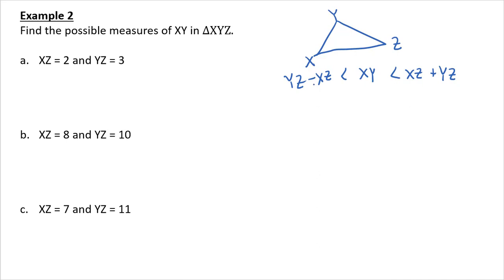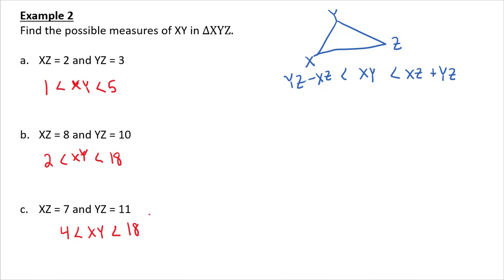Okay, you never want a negative number here, but you're looking for a range. So you take the numbers and you subtract them. So 3 minus 2 is 1. That's the smallest XY can be. The largest it can be is if I were to add them. Okay, so again, subtract the two numbers to get your smaller number. Add the two numbers to get your larger number. Subtract the two numbers to get your smaller number. Add the two numbers to get your larger value.